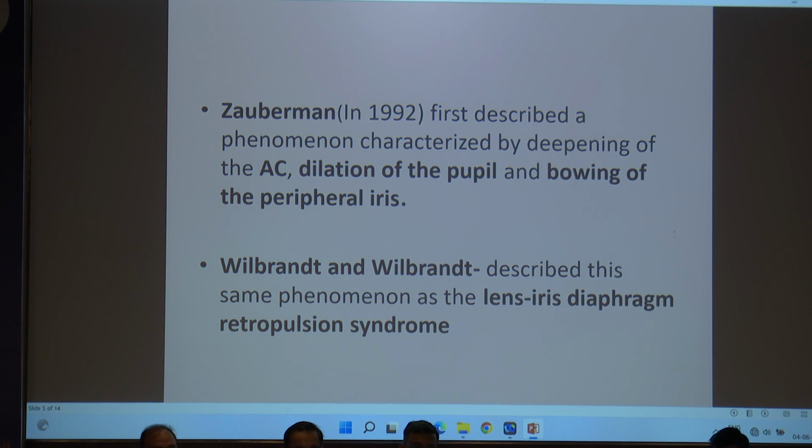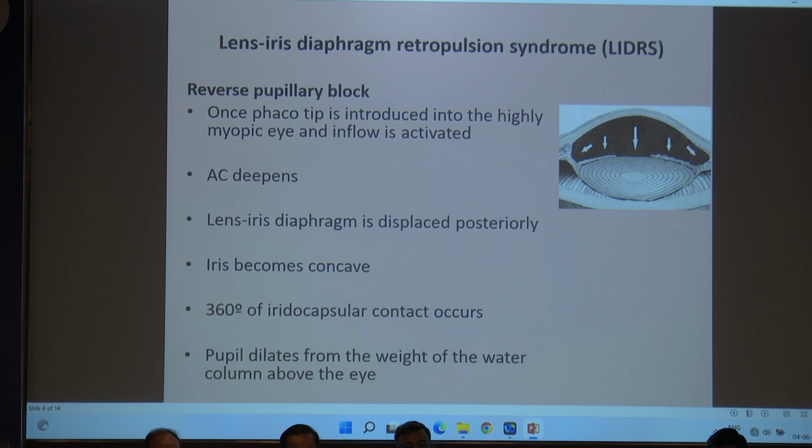So it was Jaubert who first described anterior chamber deepening with dilation of the pupil and bowing of the peripheral iris, which was subsequently named lens iris diaphragm retropulsion syndrome by Wilbrandt. So what is that? It is actually reverse pupillary block. Once the phaco tip is introduced into the highly myopic eye and the inflow is activated, the anterior chamber deepens and the lens iris diaphragm is pushed posteriorly or downward. The iris becomes concave and there is 360 degree irido-capsular contact, which leads to dilatation of the pupil due to the pressure of the water column.